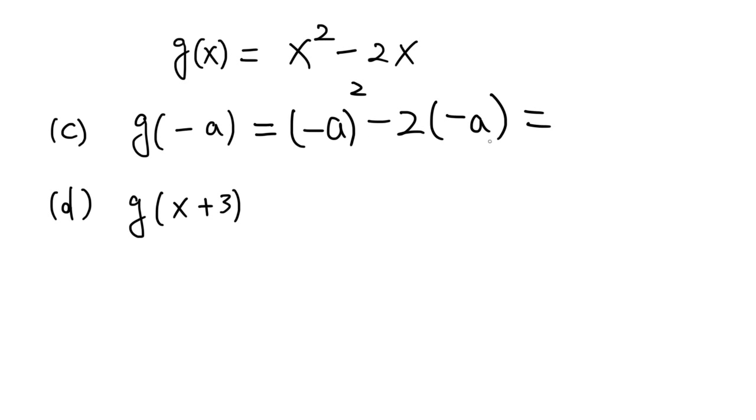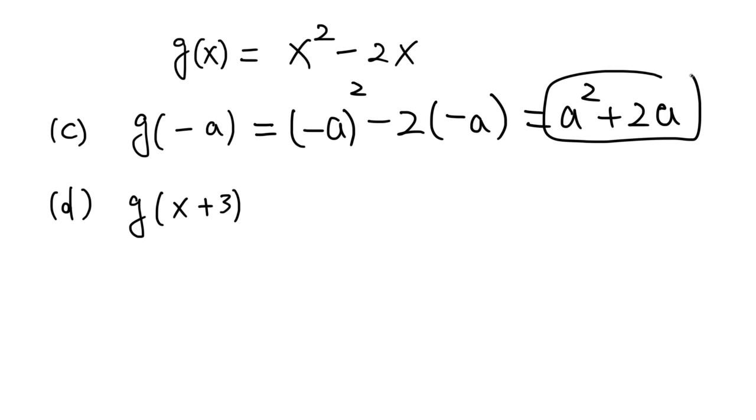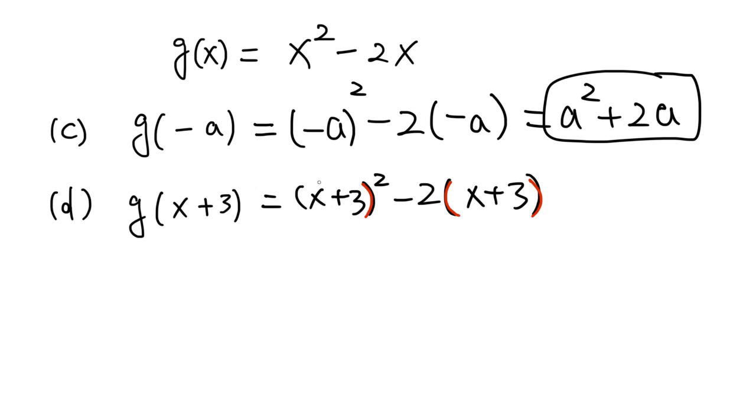If you simplify this expression, you'll get the answer. So negative a squared is positive a squared, and negative 2 times negative a is positive 2a, or plus 2a. So here is the answer. Okay, the next one, we have x plus 3 for the input. So replace this x with x plus 3. And we have x plus 3 squared minus 2 times x plus 3. Again, let me tell you again, use parentheses.